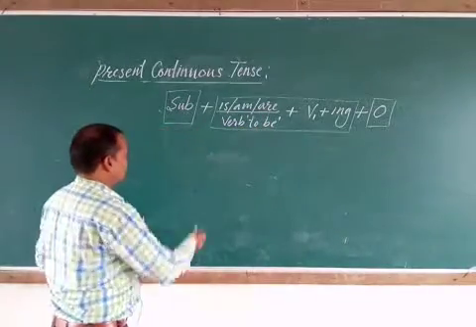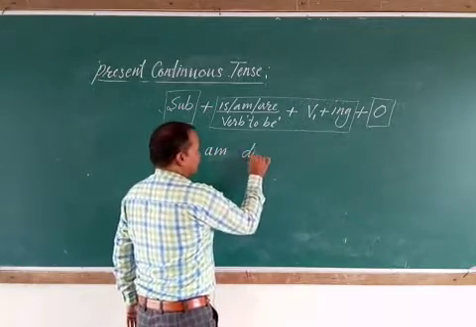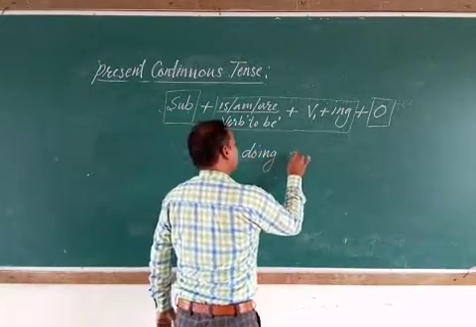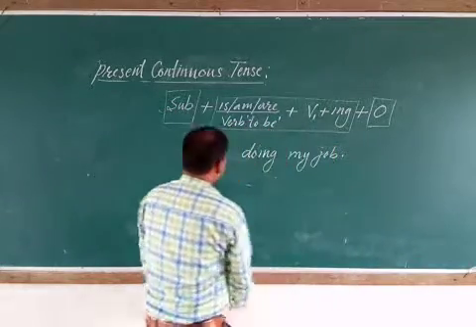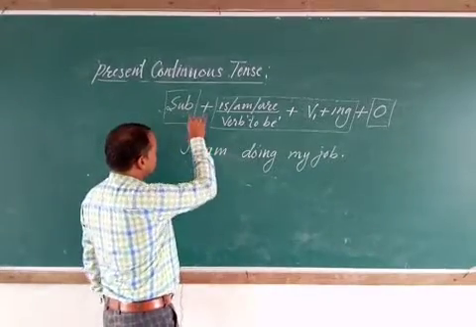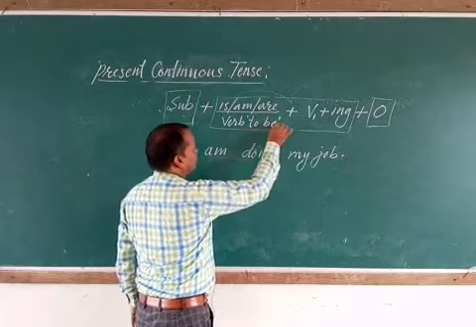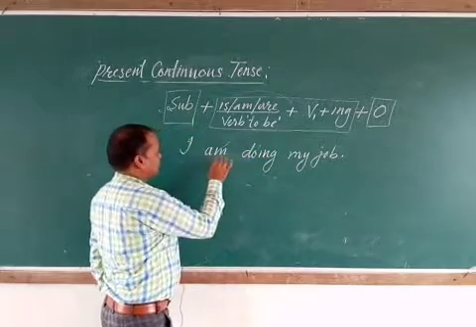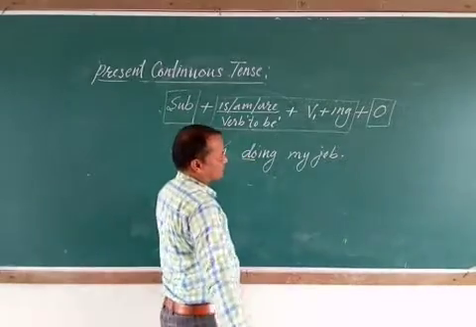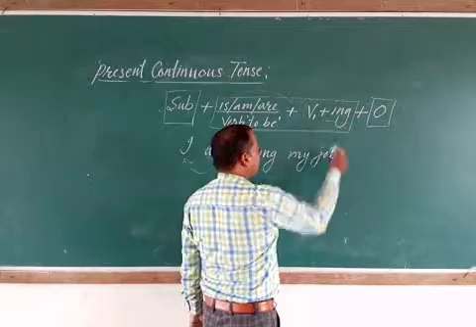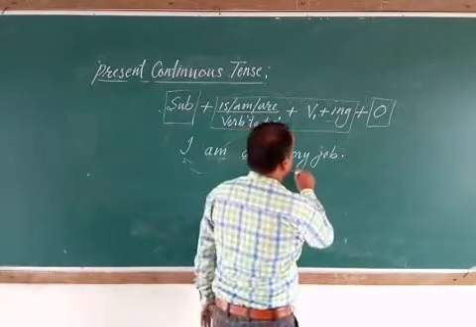So let's see by example. I am doing my job. So here you can see I is the subject. I have written one be form, that is am, because am is used with I. Do is the first form of the verb and I added ing, so it becomes doing. My job is the object.